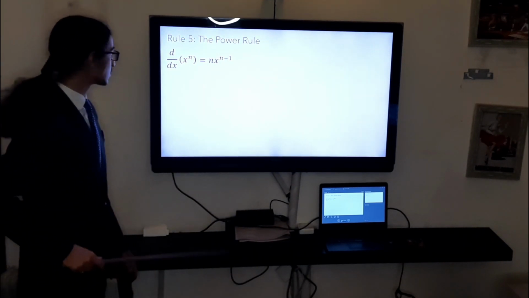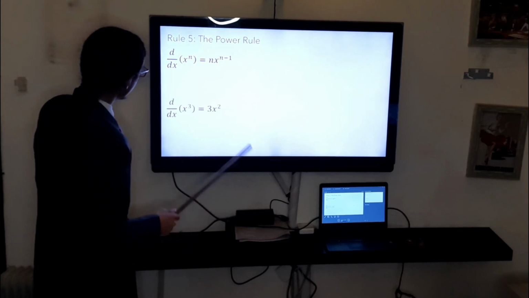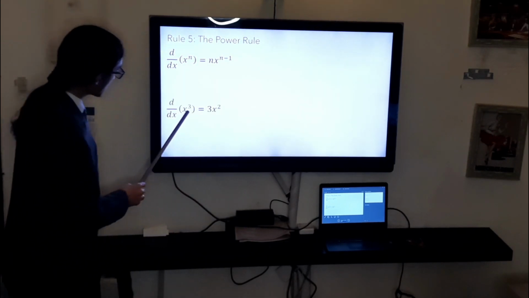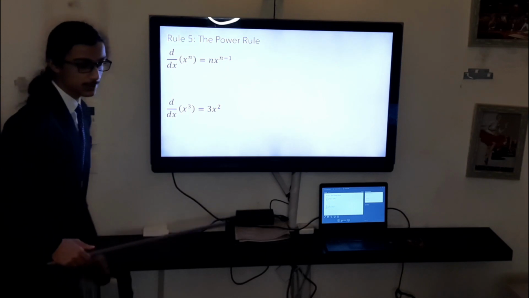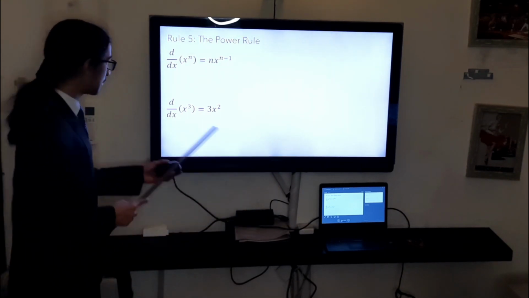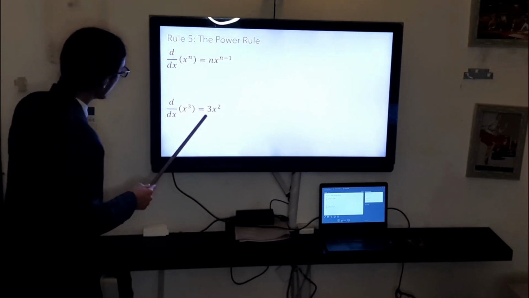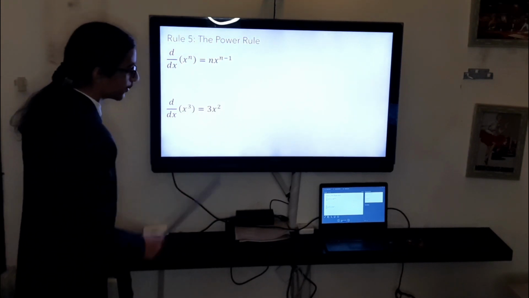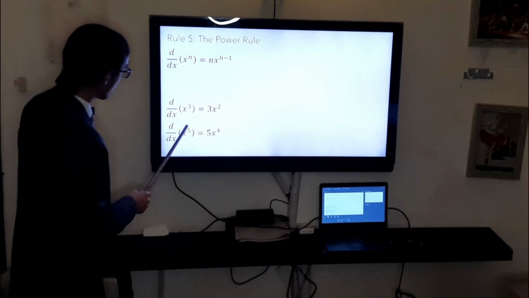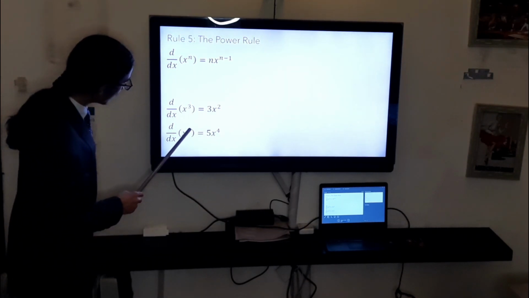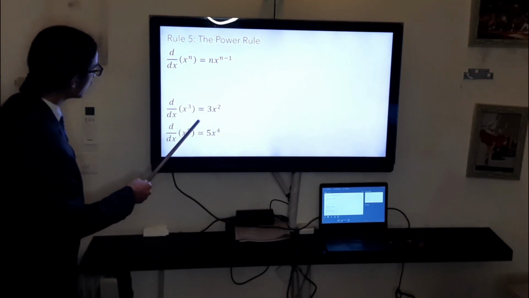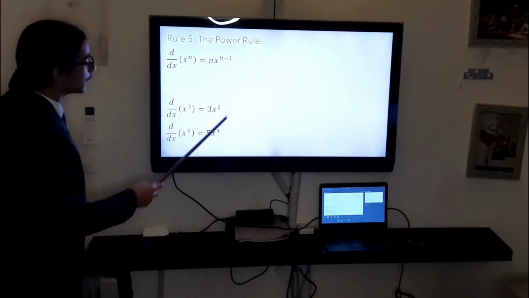So let's look at some examples. Let's try the derivative of x cubed first. To take the derivative, I need to multiply x by 3, and then I need to reduce the power by 1. So I get 3x squared. Let's try another one, the derivative of x to the power 5. We can think about it as bringing 5 down and reducing the power by 1. We get 5x to the power 4.